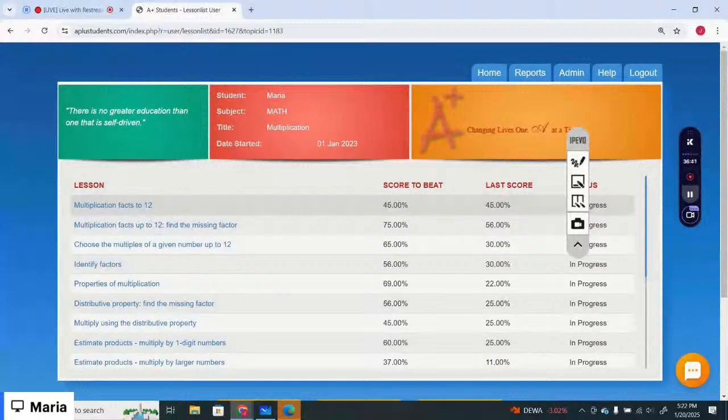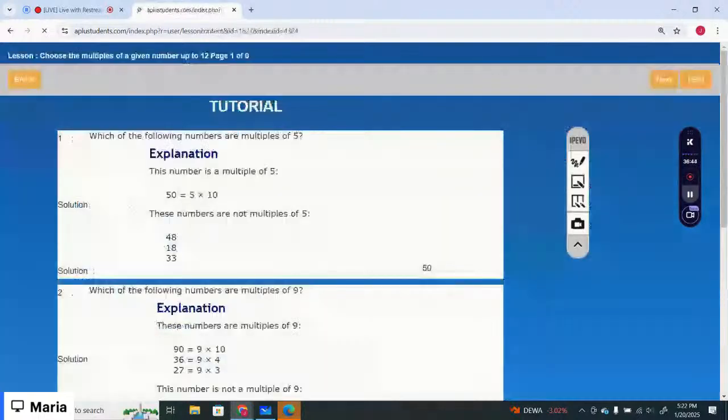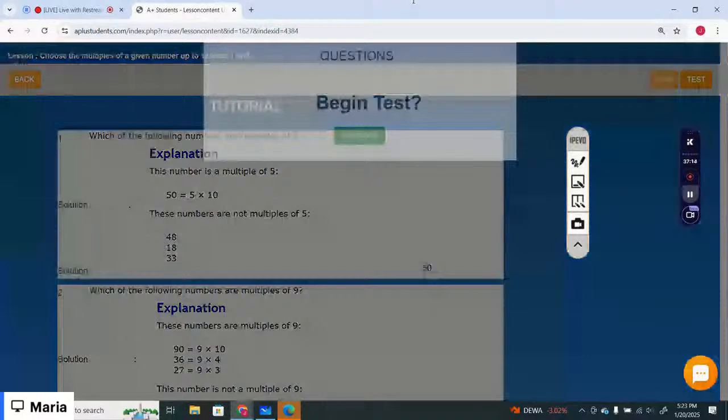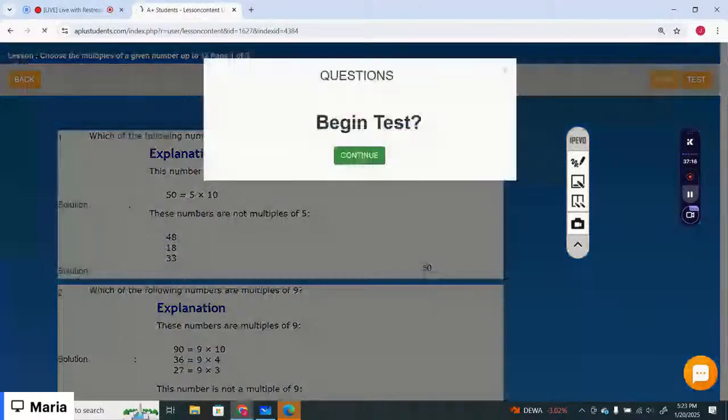That is, choose the multiples of a given number up to 12. Multiples means the numbers when you multiply make 50. So 5 times 10 is 50. The correct option is 5 and 10 are the factors of 50. Let's just start with the test questions.